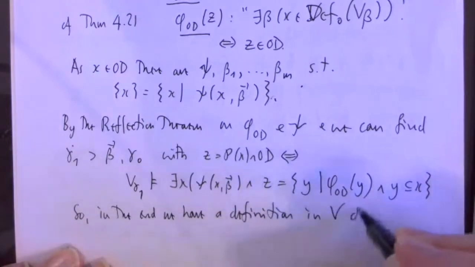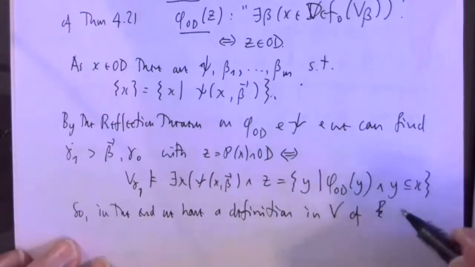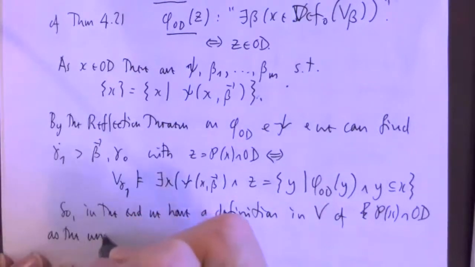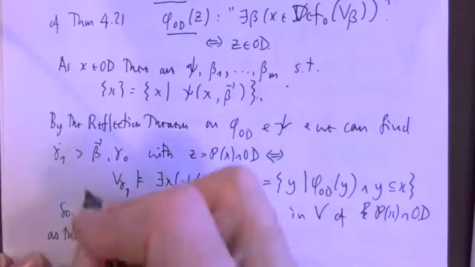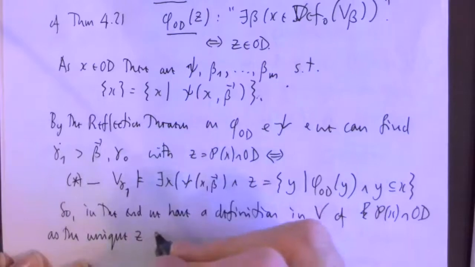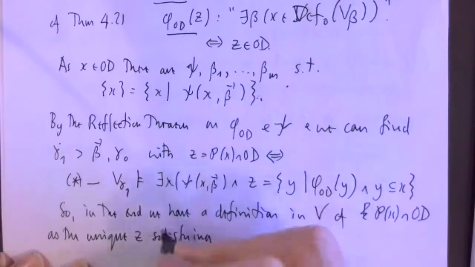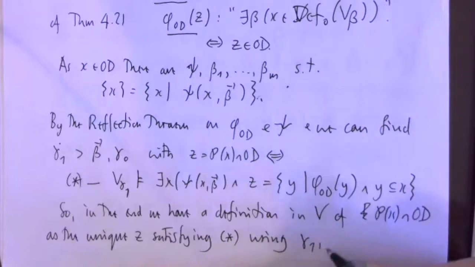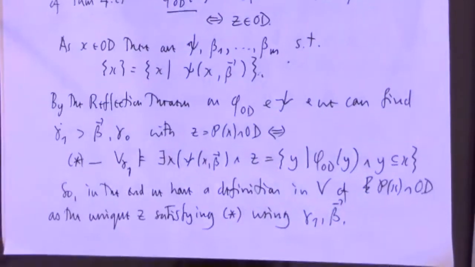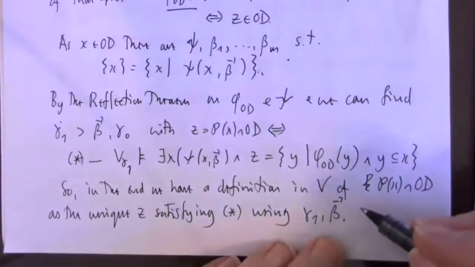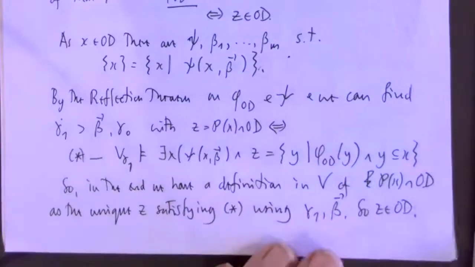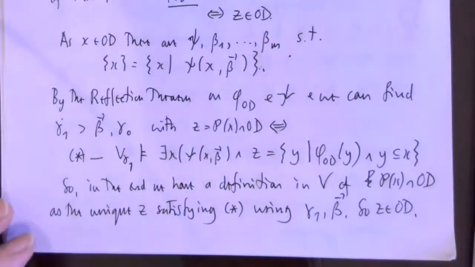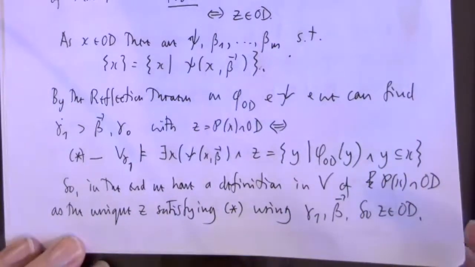So we have a definition in V of power set of X intersect OD as the unique Z satisfying this formula star, using the ordinals gamma 1 and beta vector. So Z is in OD. Okay, so it's a little bit involved, admittedly.